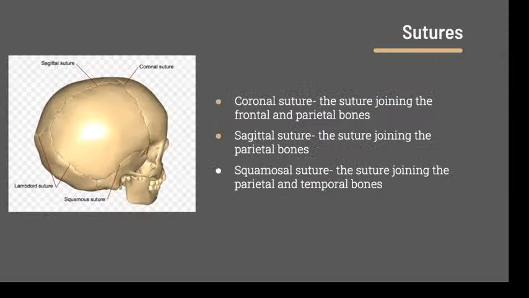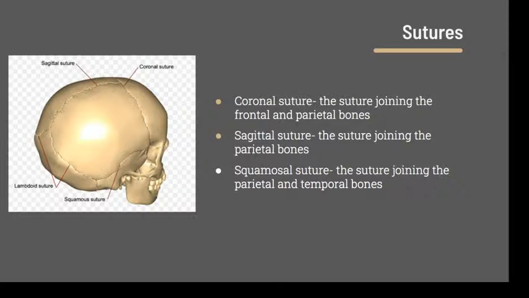Now we have sutures. Believe it or not, in our skulls we have sutures that join each plate of our skull. So the posterior portion of the frontal bone is joined to the two parietal bones along a joint called the coronal suture.